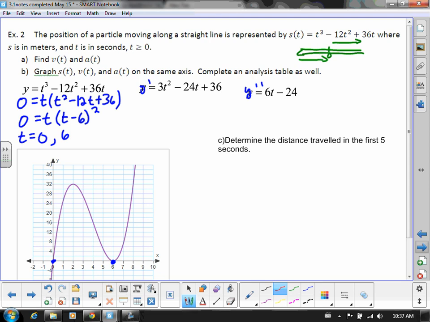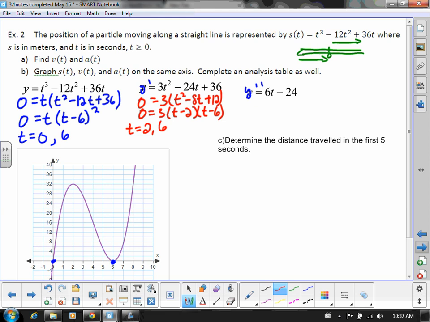So I'm going to factor that to figure out what the zeros are for that. That will tell us where our minimums and maximums are. So if I write 0 equals, I'm going to factor out a 3. I'm left with t squared minus 8t plus 12. So 0 is going to equal 3, t minus 2, t minus 6. So I have t equals 2 and t equals 6, which I've already actually found.